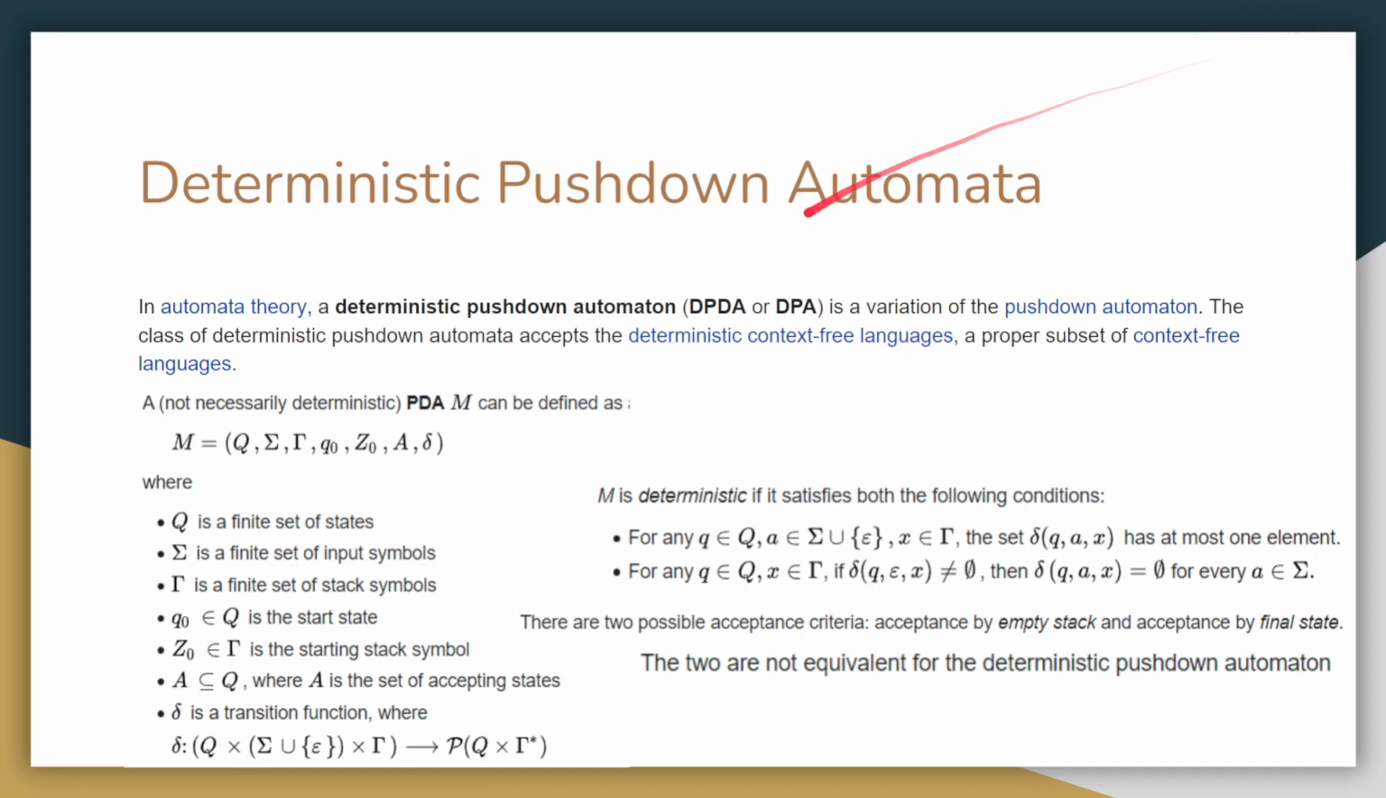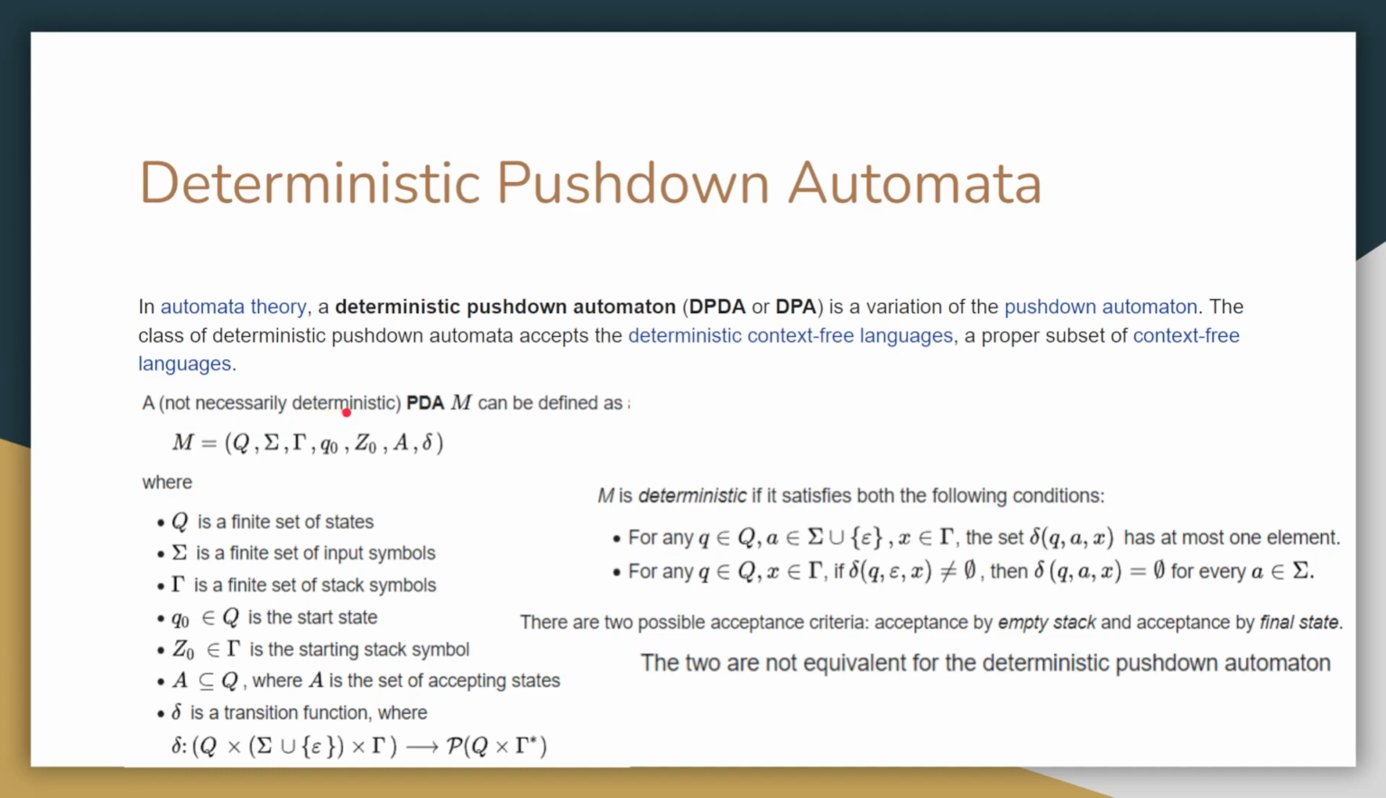Moving on, deterministic push-down automata, DPA. In automata theory, a deterministic push-down automaton, DPDA or DPA, is a variation of the push-down automaton. The class of deterministic push-down automata accepts the deterministic context-free languages, a proper subset of context-free languages.